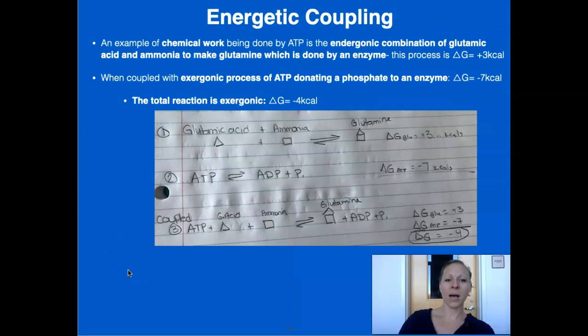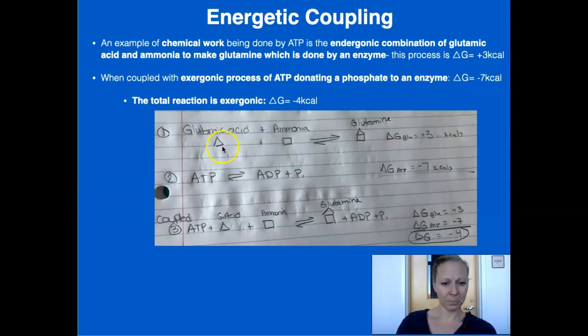An example of chemical work being done by ATP is the endergonic combination of glutamic acid and ammonia to make glutamine, which is done by an enzyme. This process is 3 kilocalories. And we know that 3 kilocalories is going to be less than 7 kilocalories. So when coupled with the process of ATP donating a phosphate group to an enzyme, this is going to be covered. So let's look at this.